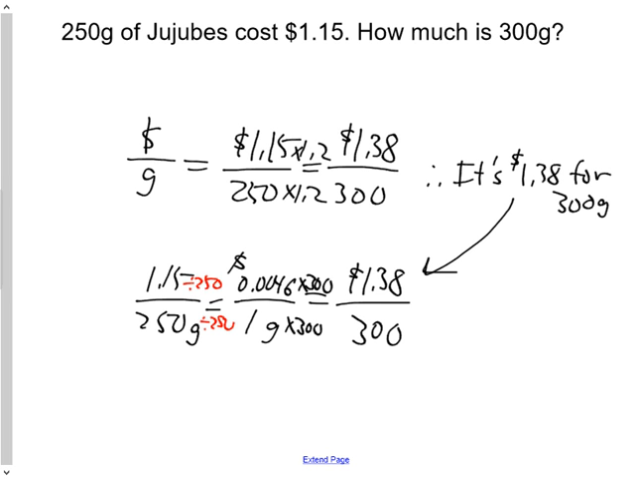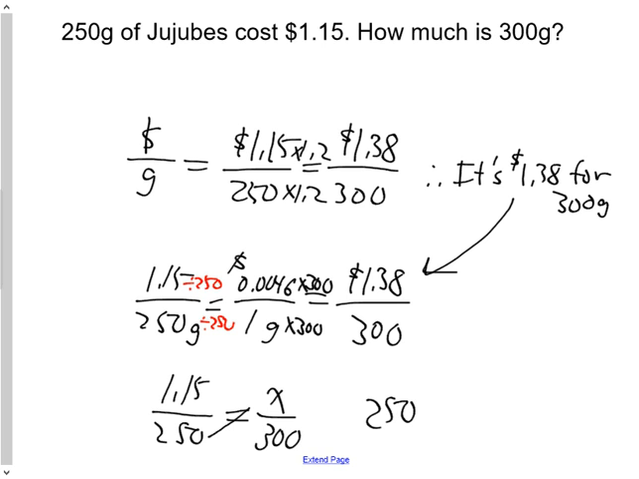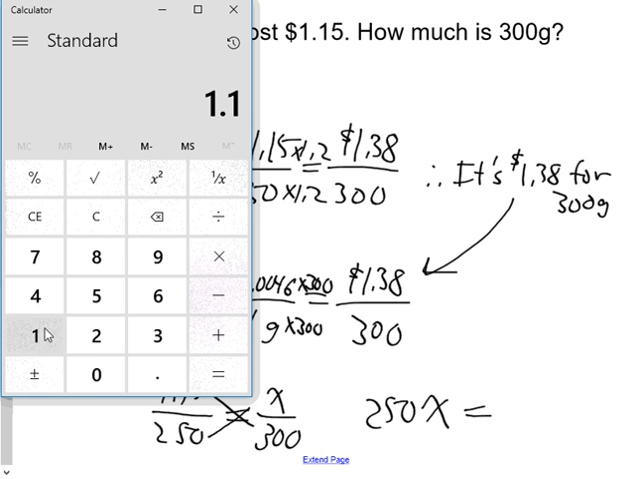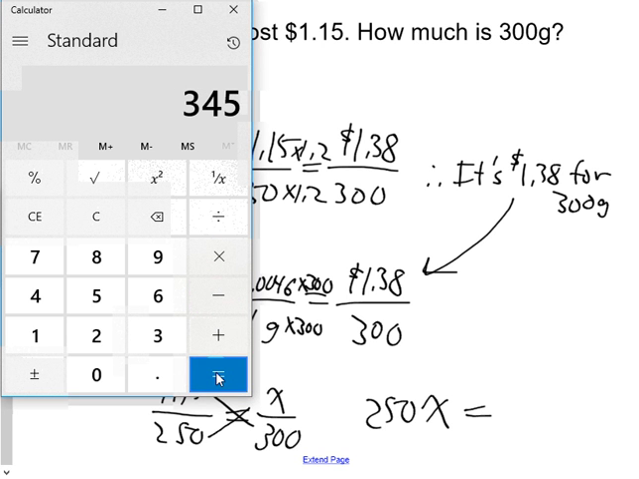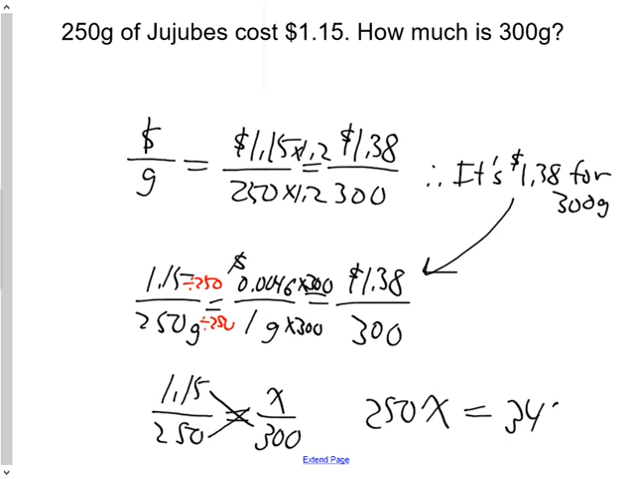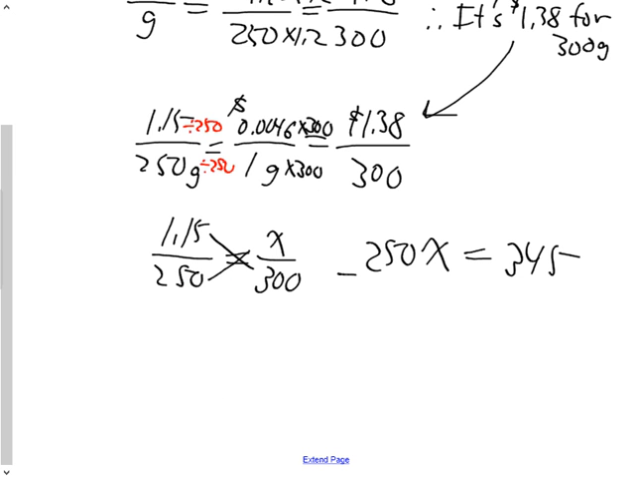And our final way of doing it: take your initial rate of $1.15 for 250, which is proportional to x over 300, or x dollars over 300 grams. Our algebraic equation, multiply this way first to get 250x is equal to the product of $1.15 multiplied by 300, which is 345. Divide both sides by the coefficient. And x will equal, I'll bet you a dollar for donuts, that 345 divided by 250 is 1.38. What do you think?